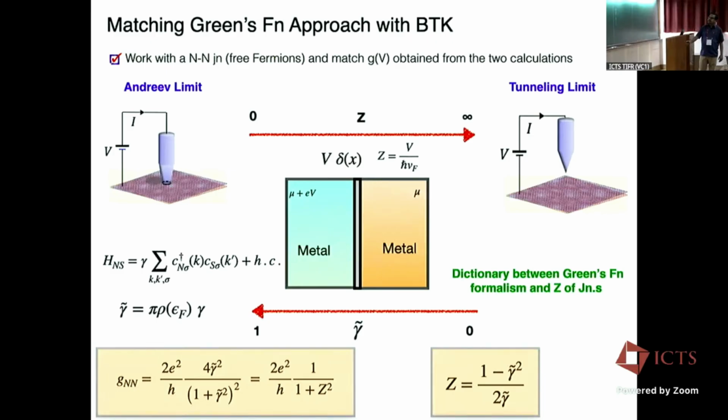So essentially, if you are in the tunneling limit or the very high barrier limit, your gamma tilde is 0. If you are in the ballistic limit or no scattering potential limit, your gamma tilde is 1. Okay, and then you can make a dictionary between these. The good thing about this is you give me your Green's function, I still do my G of V, but I can still talk of a junction with a particular Z, because that's what experimentalists always characterize their junctions by. So, it allows me to talk about a particular junction with a Z.